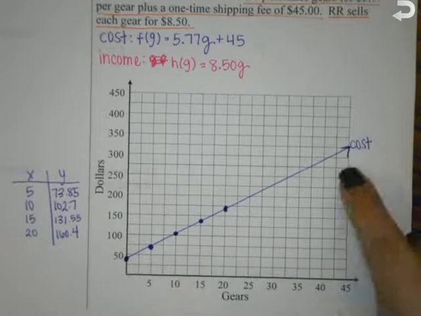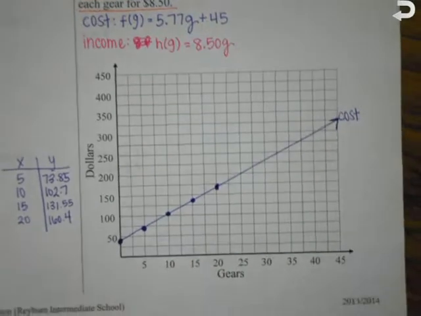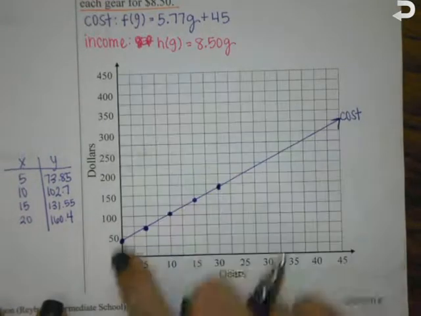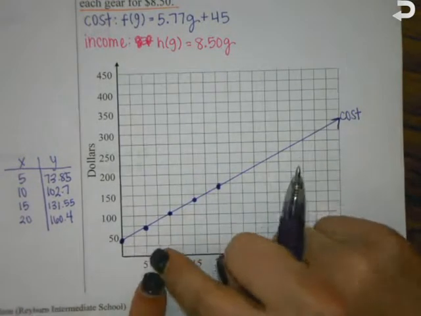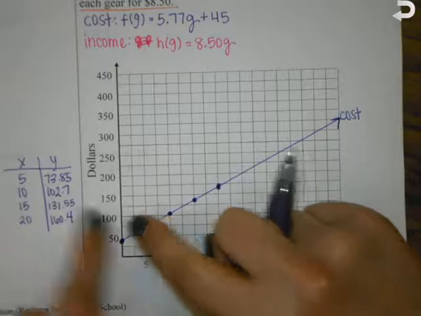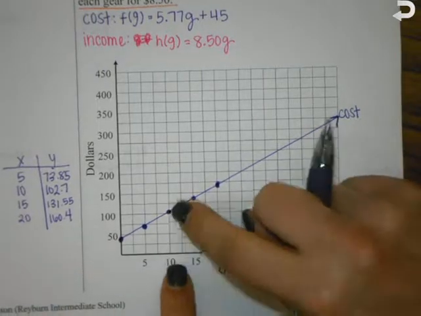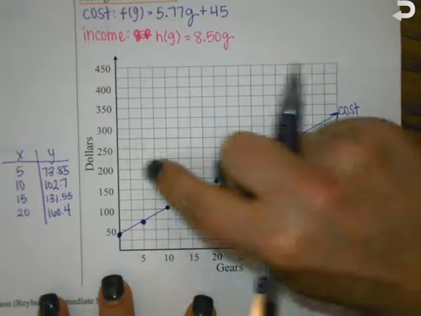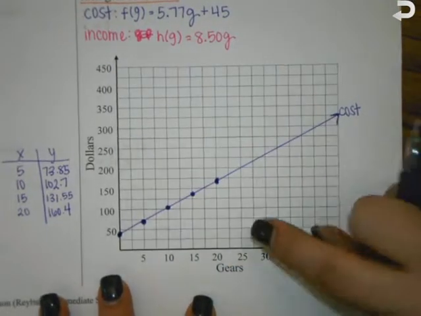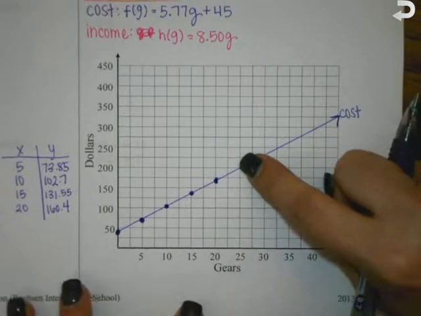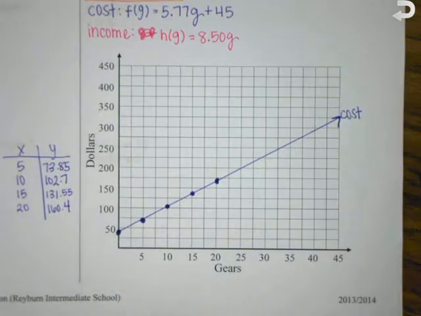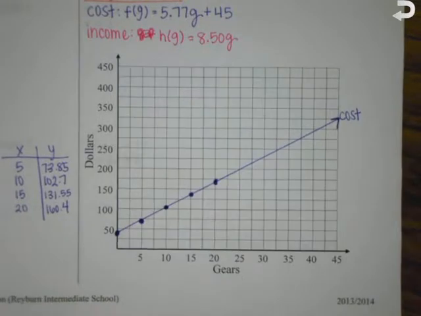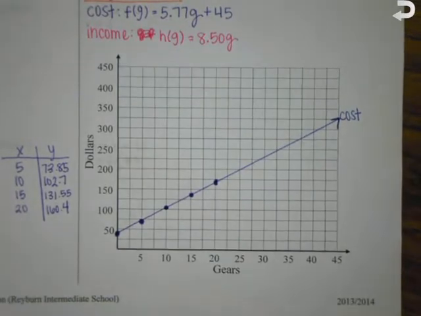So this line represents how much it would cost the company per gear that they buy, and then this is how much they spend. So when they buy 5 gears, they spend $73.85. When they buy 10 gears, they spend this much. When they buy 15 gears, they spend this much. When they buy 20, they spend this much, and so on. Does that make sense? When they buy 25 gears, how much do they spend? Exactly 200, right? So this is how many you buy, this is how much it costs them. Yes? Okay.